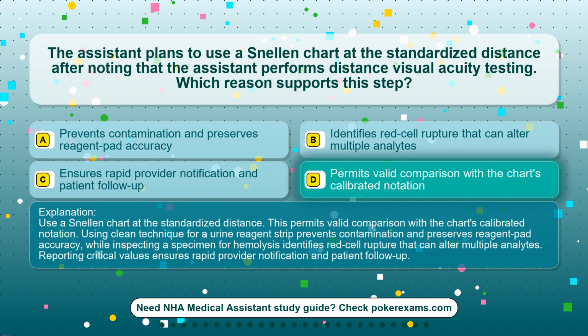Using clean technique for a urine reagent strip prevents contamination and preserves reagent pad accuracy, while inspecting a specimen for hemolysis identifies red cell rupture that can alter multiple analytes. Reporting critical values ensures rapid provider notification and patient follow-up.